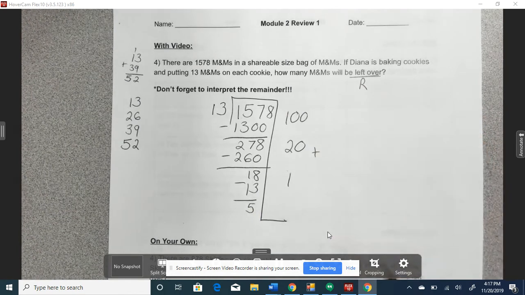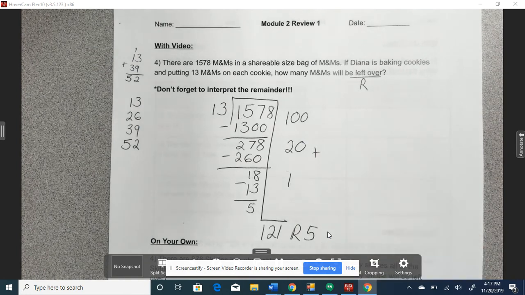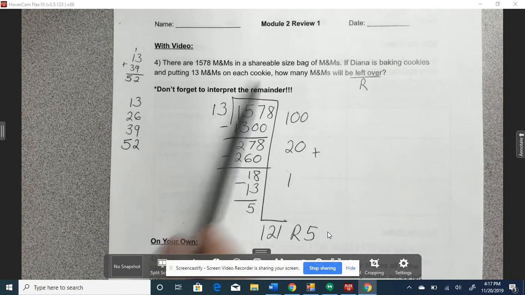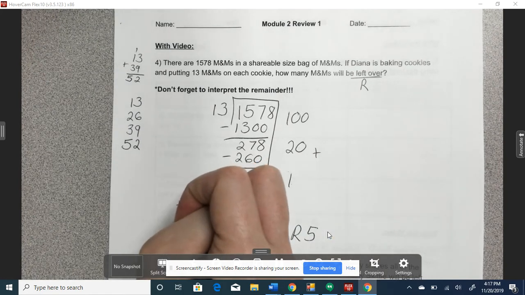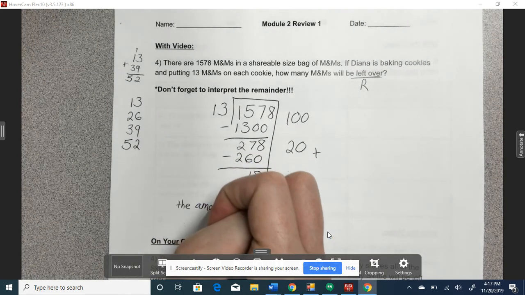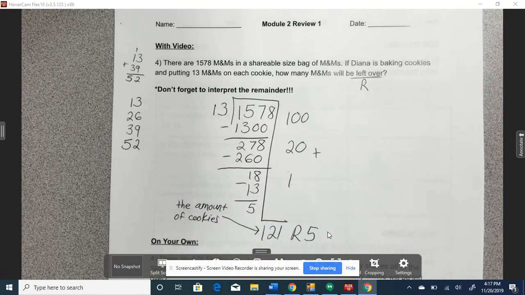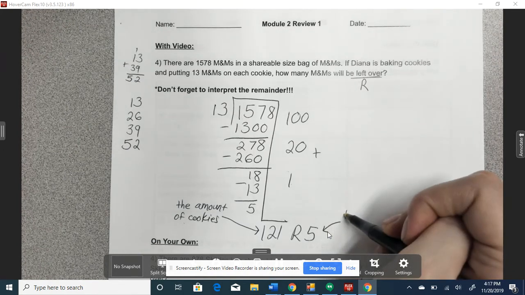Let's add this up. 120 and 1 equals 121. Remainder 5. So let's see. It says that she's baking cookies and putting 13 M&Ms on each cookie. So I know 121 represents the amount of cookies that she can bake. So 5 must represent the leftover M&Ms.